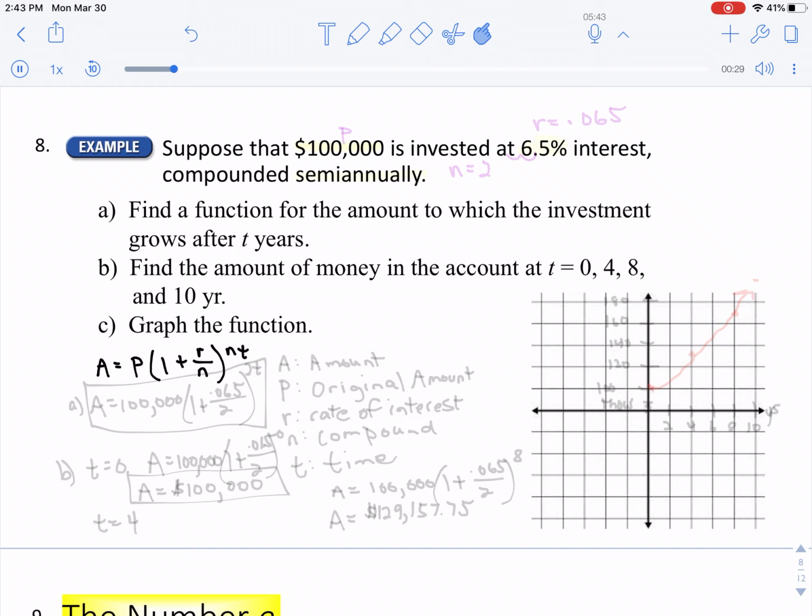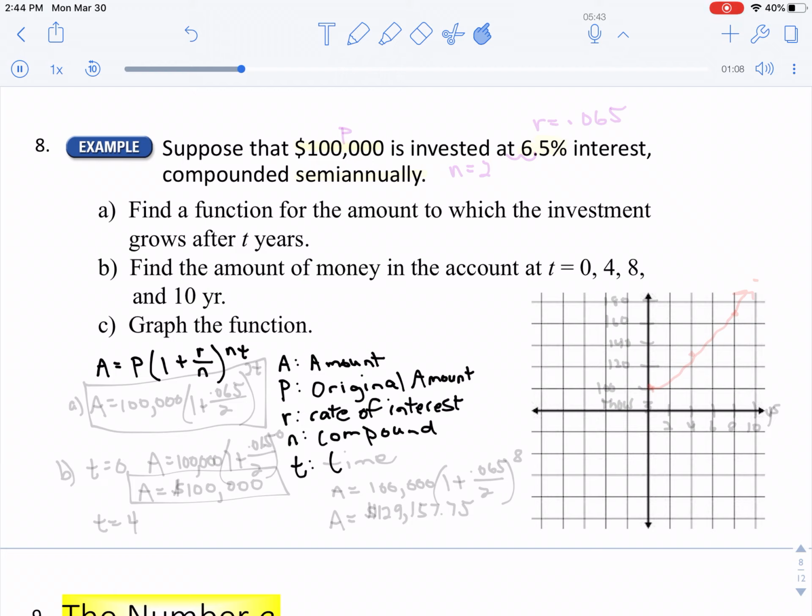First we have to know what all of those letters stand for. A is the amount of money in the account at the end of the time period. P is the original amount that we either put in, borrow, or loan. R is the rate of interest, which should always be a decimal, not a percent, when you put it into the formula. N is how often it's compounded. And T is the time.